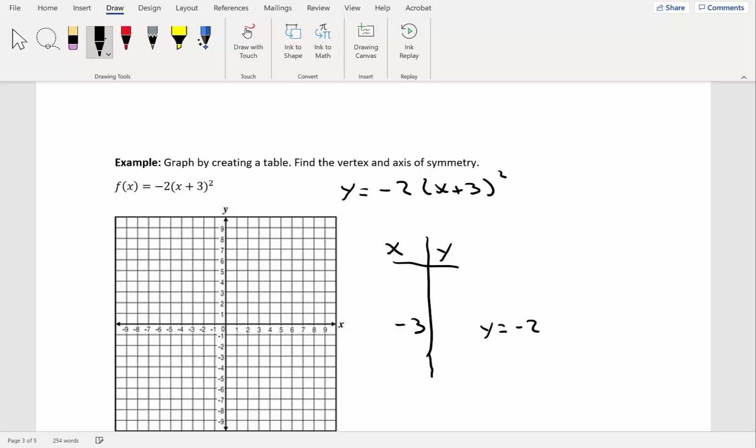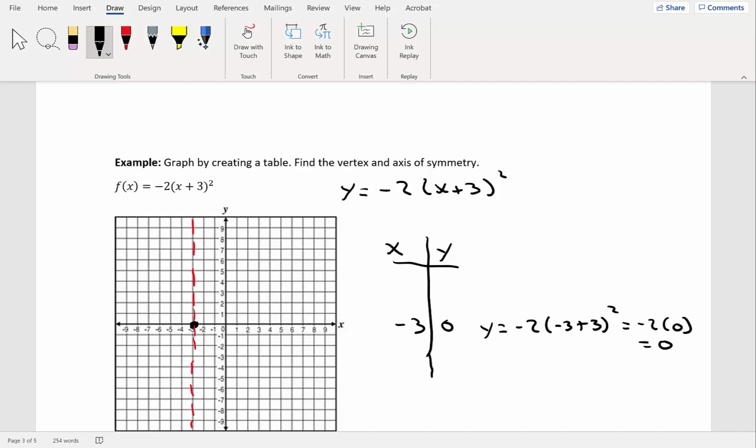So I have negative 2 times negative 3 plus 3 squared. This gives me negative 2 times 0, which is just equal to 0. So now I have my vertex, which is negative 3, 0. Now I can draw my axis of symmetry. Okay, and now let's go ahead and find 2 more points.